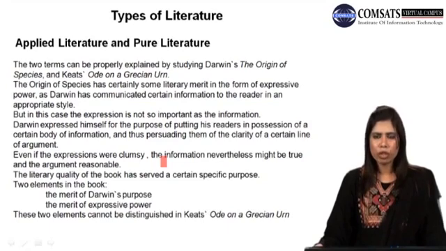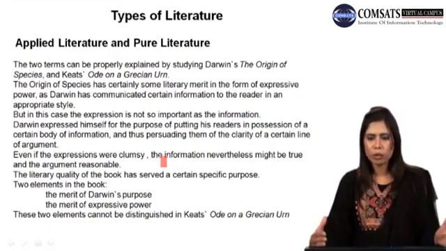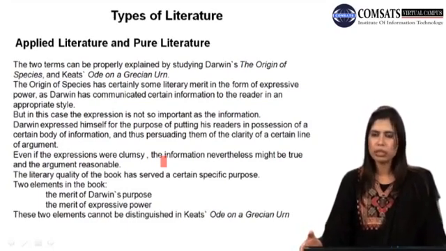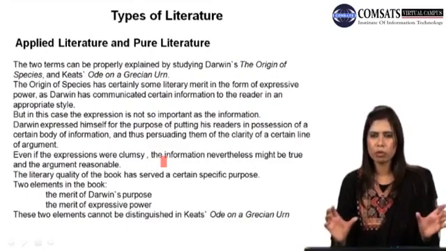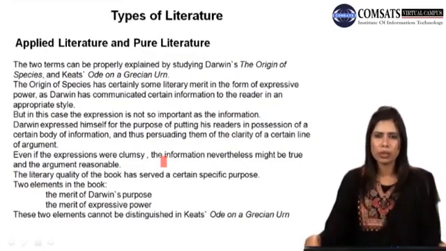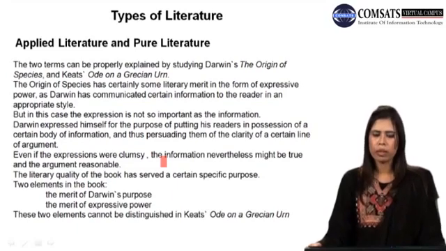So now we are going to focus on Darwin's book, that is The Origin of Species, and Keats' Ode on Aggression on. But in this case, here we're talking about Darwin's The Origin of Species. In this book, the expression is not so important as the information. So in this book, our focus is on information and not on the expression. So this is known as pure literature.